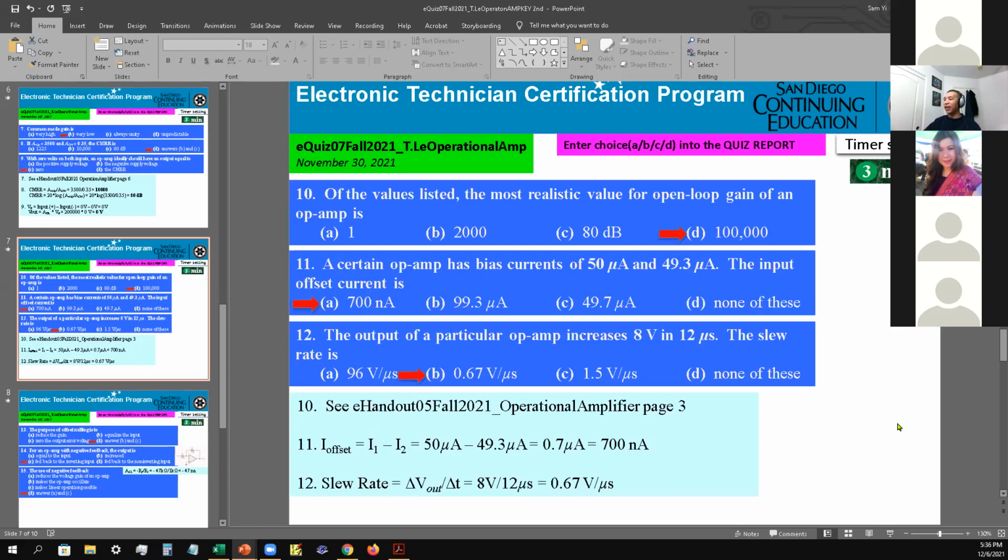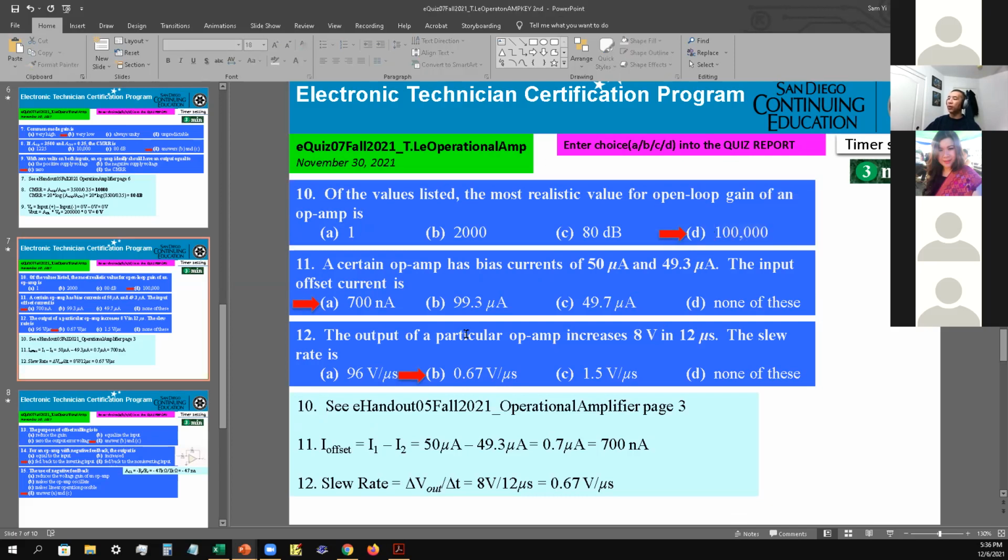Now number 10, 11, and 12. Number 10: of the values listed, the most realistic value for the open loop gain of an op-amp is, remember, when Mr. Pham was presenting, around 200,000. So the one that is closest to about 200,000 is D as in David for number 10. That is the only one closest to the gain of the ideal one that we talked about in class.